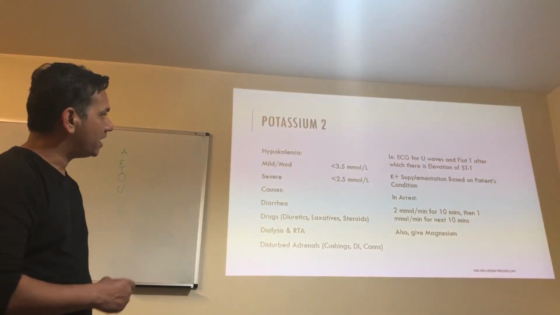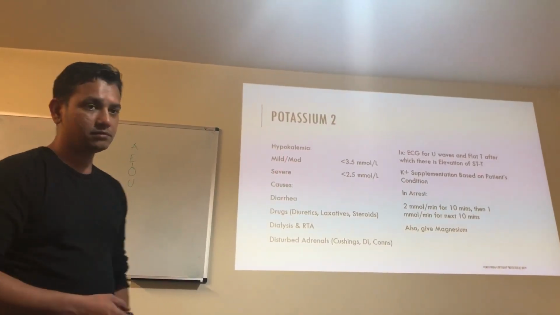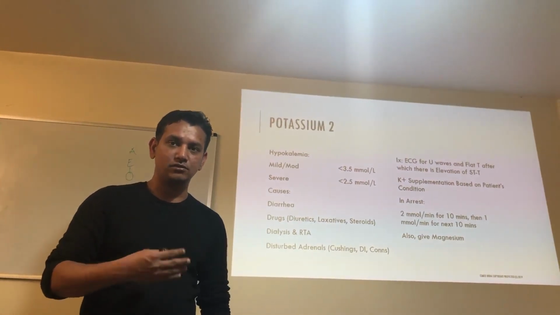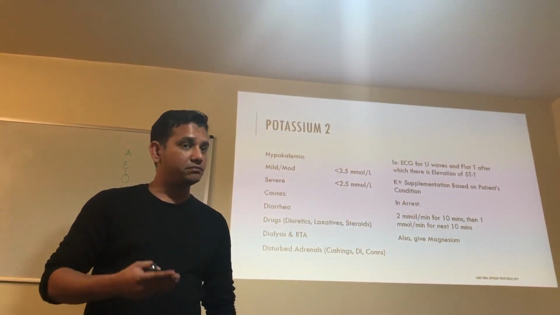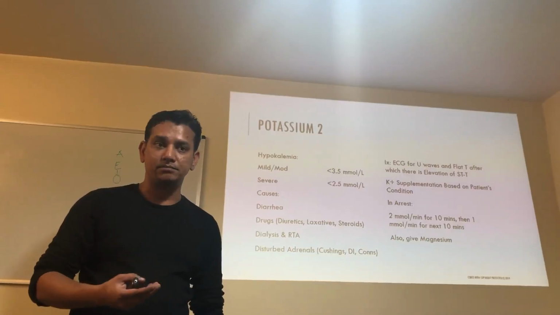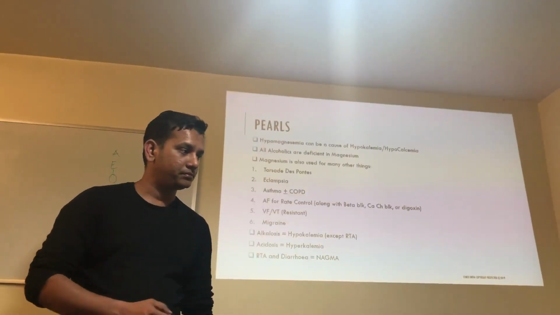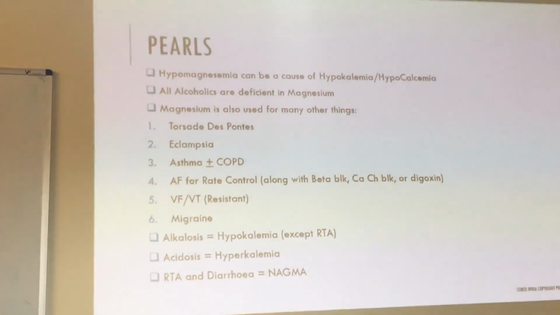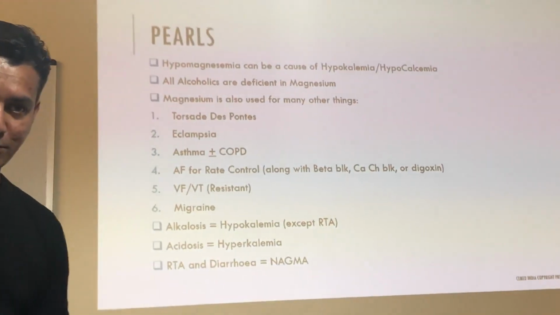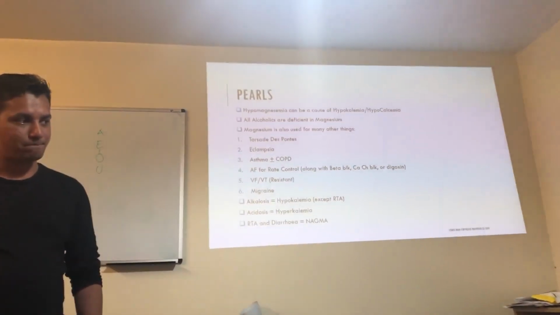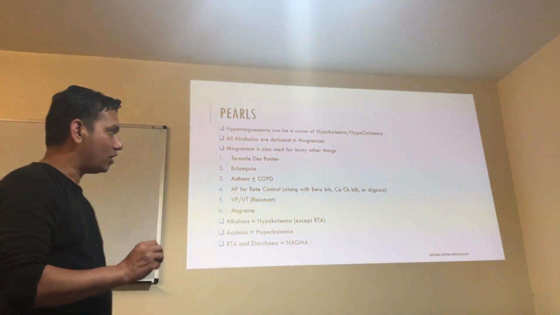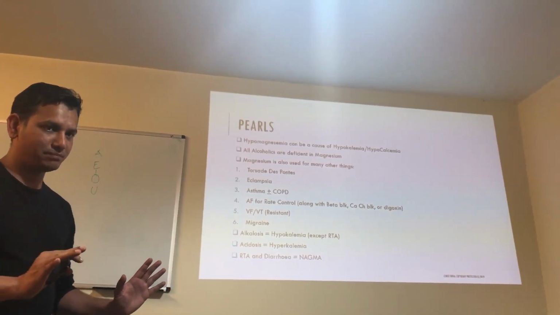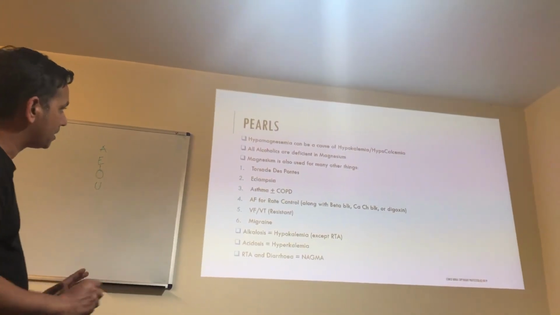Also, whenever there is a hypokalemia, especially when it is severe, there will be an associated hypomagnesemia. So you're correcting potassium, but it's not getting corrected. Think of magnesium. Hypomagnesemia in itself can be a cause of hypokalemia and hypocalcemia. All alcoholics are deficient in magnesium, so giving them magnesium helps.